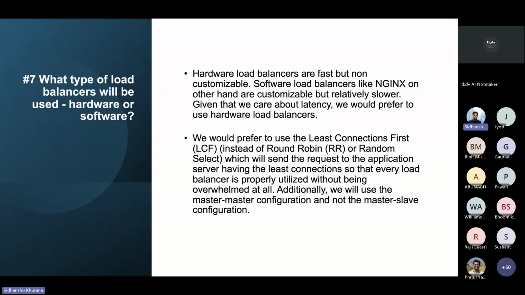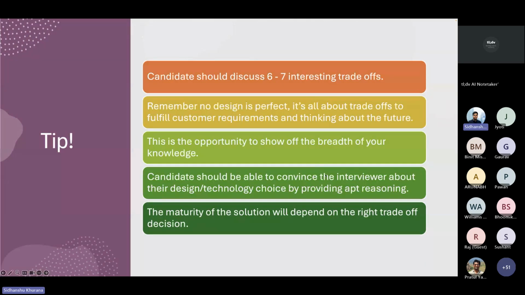We would prefer a least connection first algorithm when we have load balancers talk to application servers, instead of round robin or random select, which means that a server having the least connections or serving the least requests, or less busy relative to other application servers, will be given the request. Additionally, we'll use master-master configuration instead of master-slave configuration, which means all the load balancers will be active at the same time.